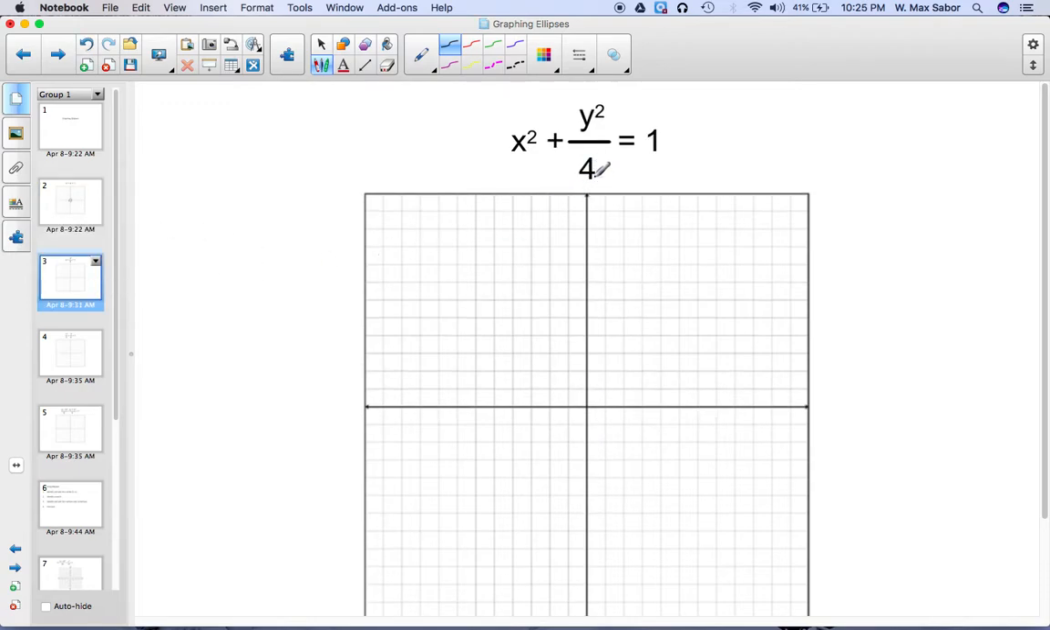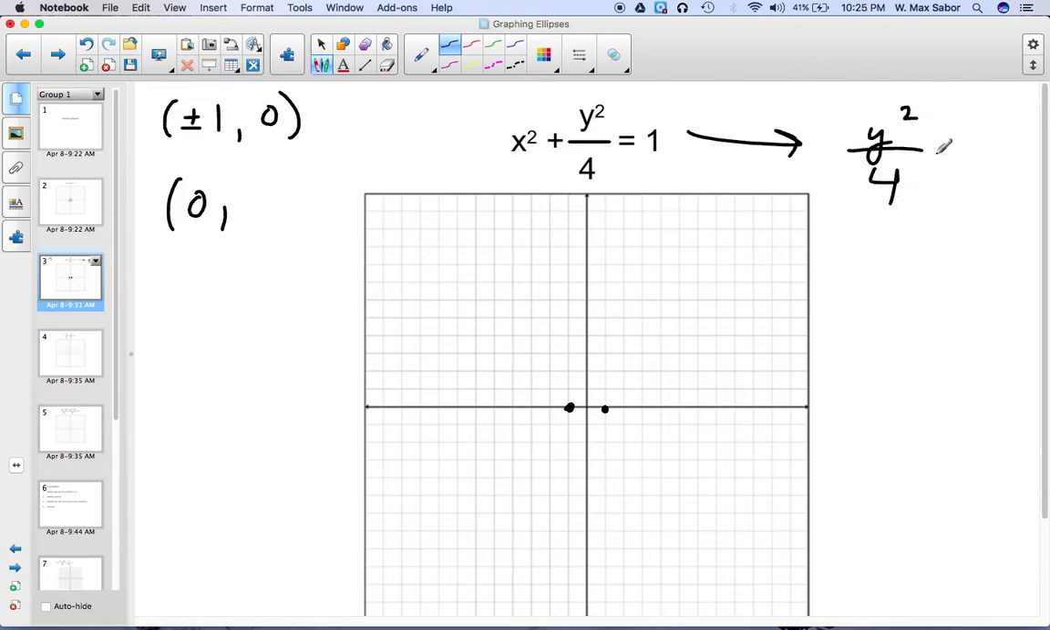But if we start changing this, now we have 4 in the denominator. This means that clearly if I still plug in plus or minus 1 as x and then leave y to be 0, those will still work. But this 4 means that if I plug in 0 for x, I get y squared over 4 equals 1, so y squared equals 4, so y equals plus or minus 2 now. So that causes this to happen.